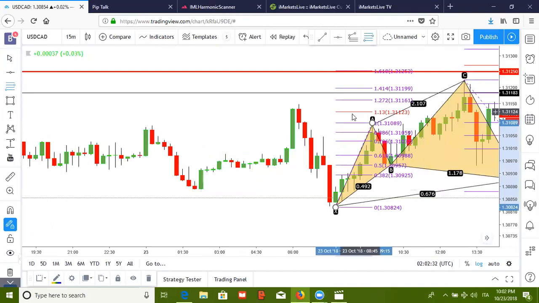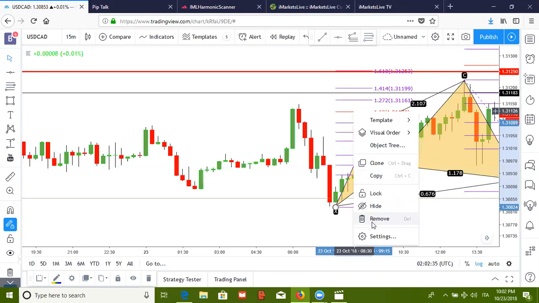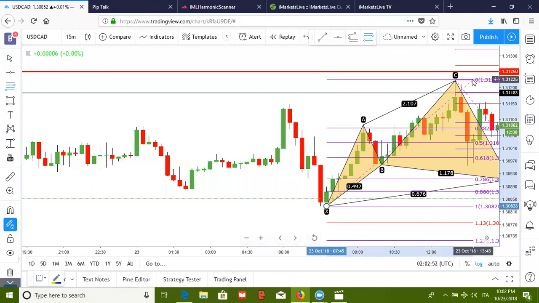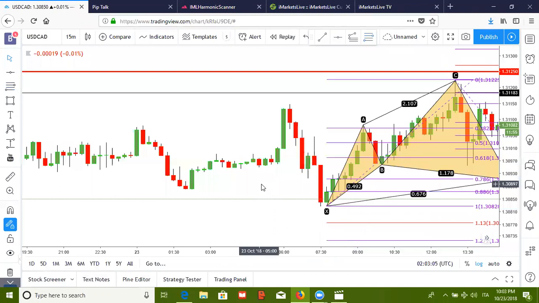Now that I have my X, A, B, C levels, I'm going to take my fib from X to C, and I'm looking for the D, which is the 78.6. I know that the 78.6 is always my entry point for this specific pattern. Always. There's no way around it. It's the 78.6 all the time. It's like math. You can't change math. No matter what you do, 2 + 2 is always going to be 4.